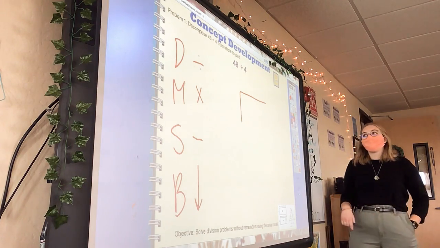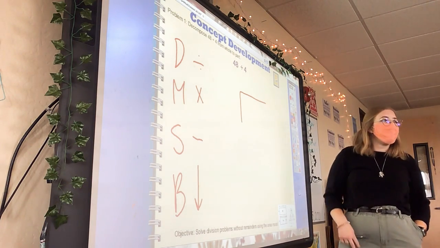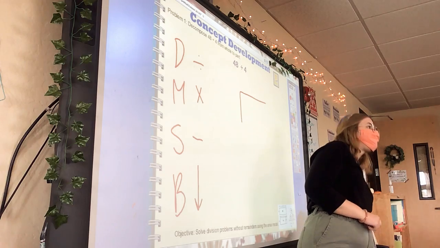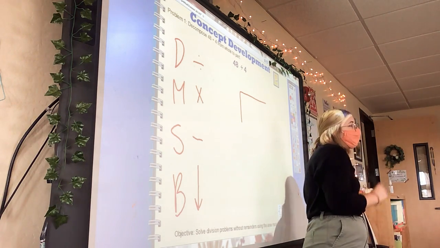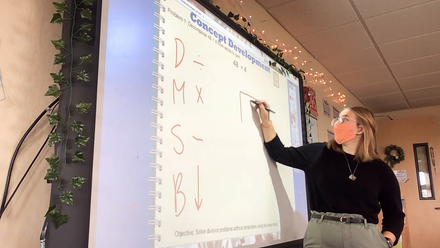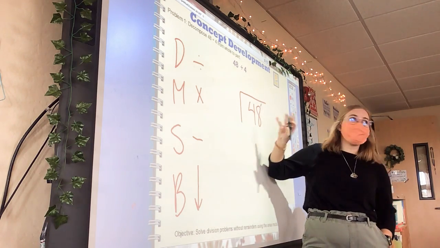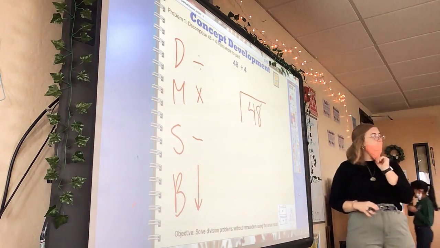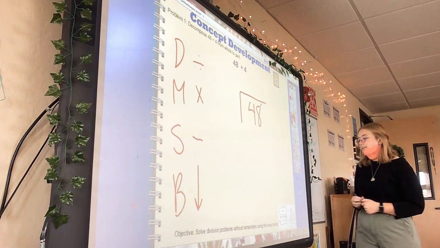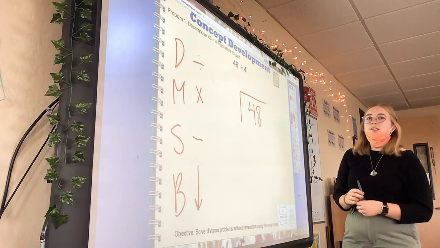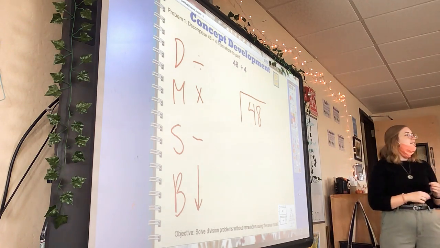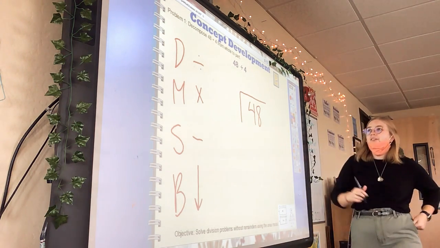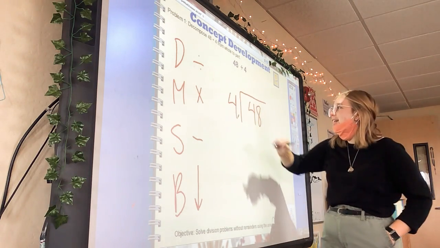All right. So, my friends, what is my dividend? Raise your hand. Dividend. Ready, go. 48. Good. Dividend goes on the inside. I think everybody got that, which is perfect. Okay. What is my divisor? Raise your hand. Yuvia, what is it? 4. Yeah, it is.